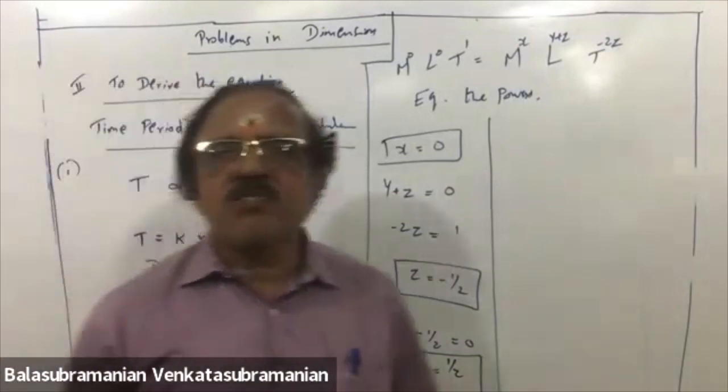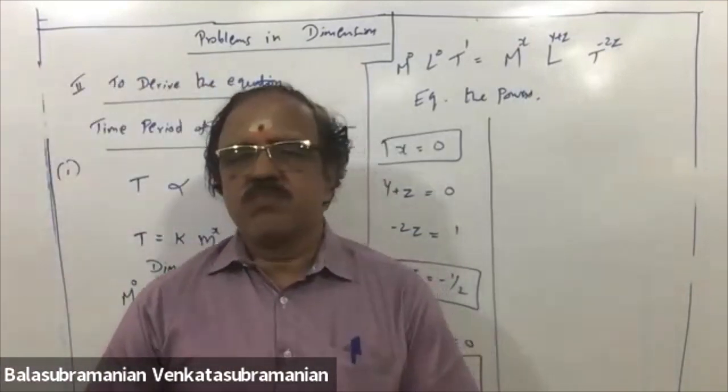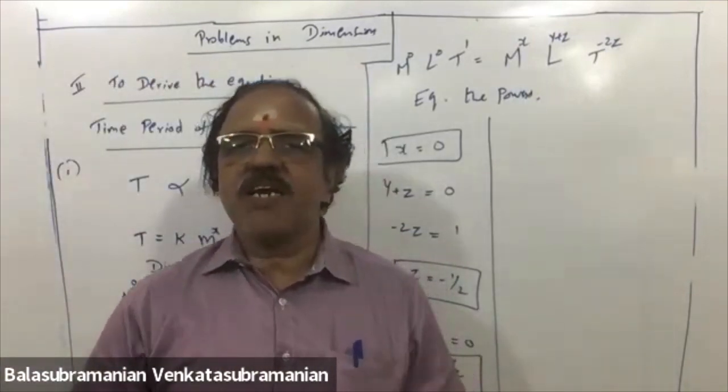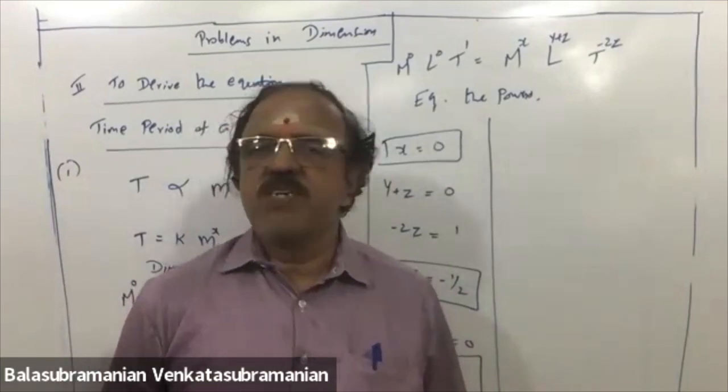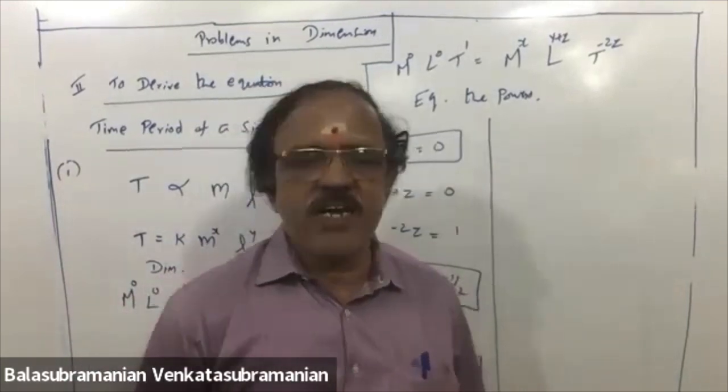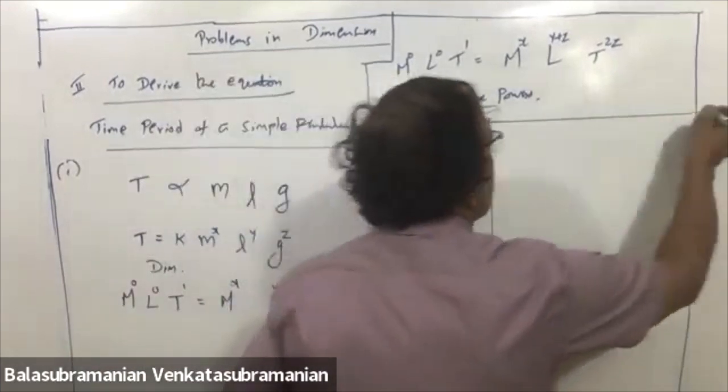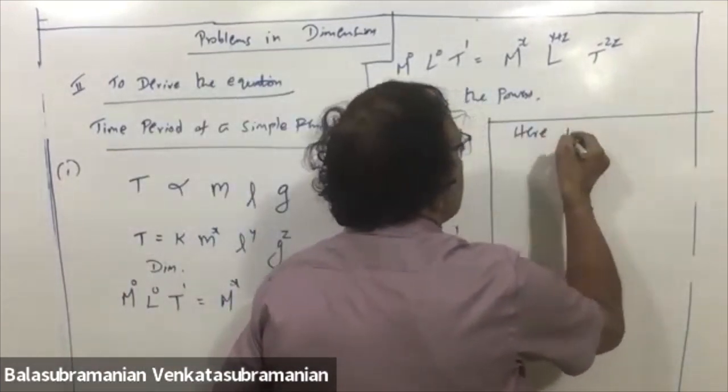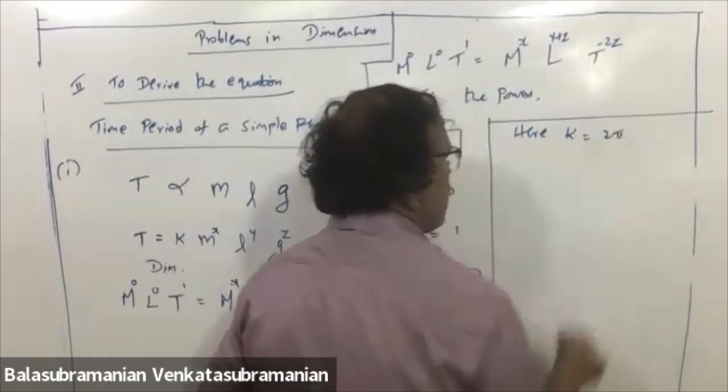In any problem, the constant value will be given. If it is not given, write K itself. If it is given, substitute. Otherwise, write K itself. Here, K is equal to 2 pi, given.